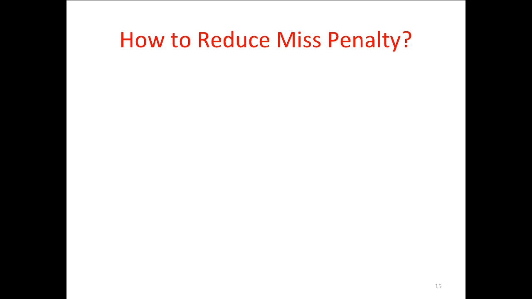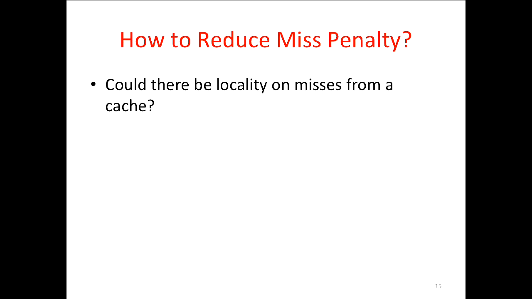That's really quite long. And so people started thinking, maybe there's locality in the misses from a cache. We usually think about locality from the initial program accessing the cache, but then the cache itself accesses main memory. And is there locality in the misses from a cache going to main memory? And the answer is yes. And so because of that, you use the idea of caching recursively, right? So if it takes too long to go to main memory, put a cache between the level one cache and main memory, a level two cache.